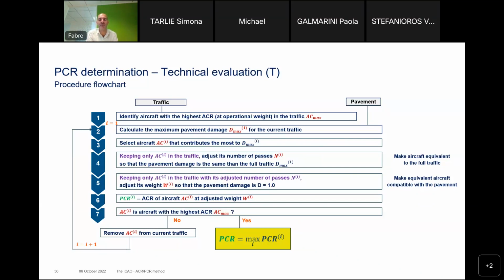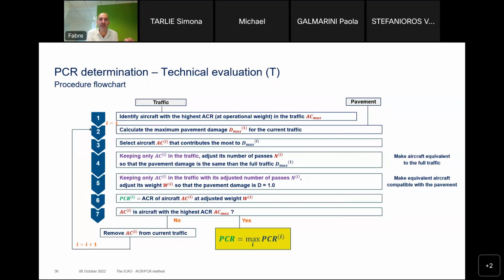So for instance, if the CDF of the mix was equal to 1.2, when you have only the most contributing aircraft, obviously its CDF will be significantly lower than the CDF for the entire mix, so you adjust by increasing its number of passes to arrive at the CDF produced by the entire mix. So I continue with this example. The CDF was equal to 1.2. Now, by adjusting the number of annual departures for the critical aircraft, this makes this aircraft equivalent to the full traffic, but it is not compliant with the pavement because in this example, the CDF was equal to 1.2.